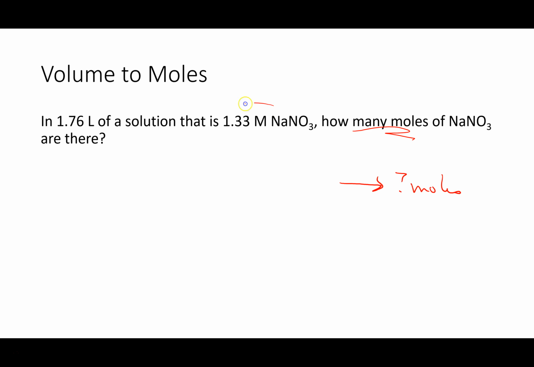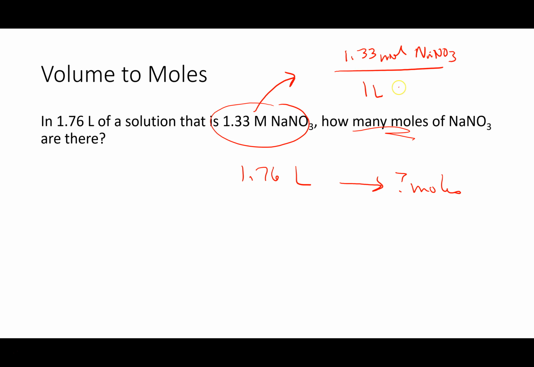And I'm probably going to use molarity as a conversion factor again. I'm going to start with my 1.76 liters of solution. So how would I unpack 1.33 big M? Yep, moles over liters. So that means 1.33 moles of NaNO3 per 1 liter of solution. That's what molarity means.